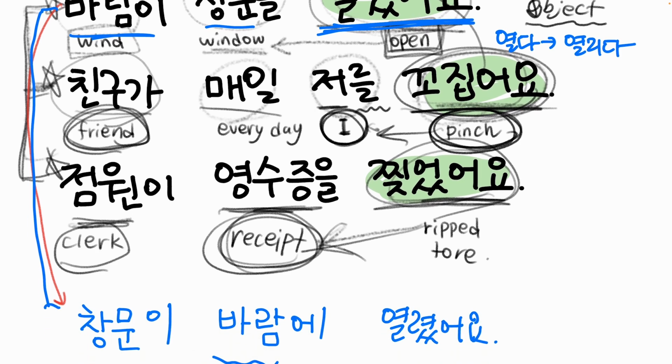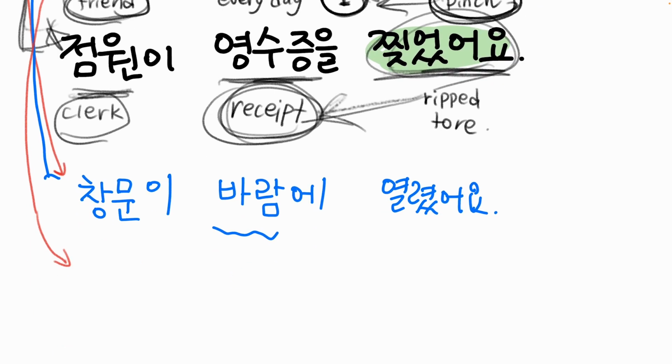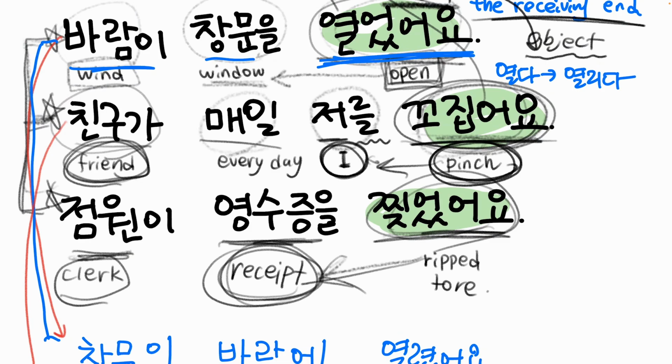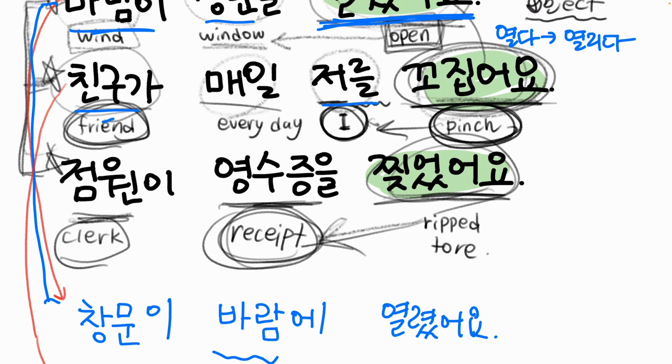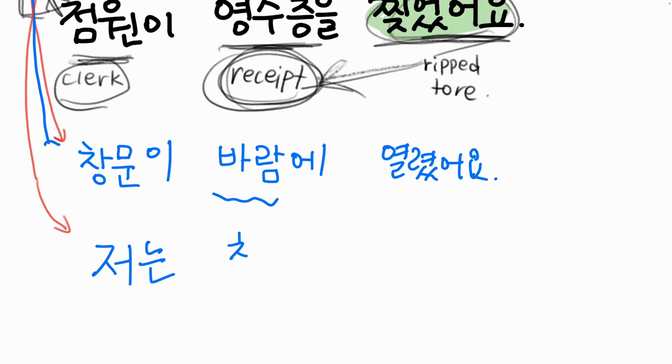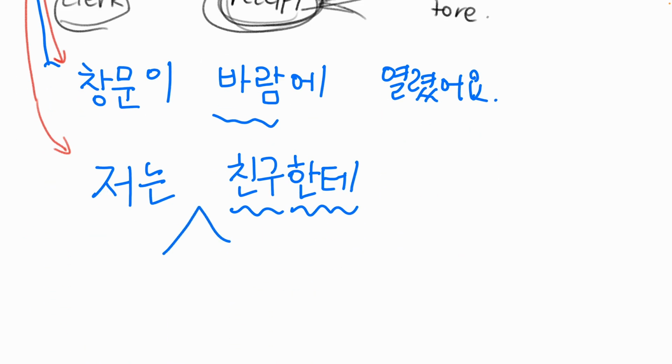And for the second sentence, 친구가 매일 저를 꼬집어요. Here, when you make it into passive voice, the subject should be changed to the receiver of the action, which is 저, right? So 저는. 친구 is the actor. And to indicate that 친구 is the actor, you can put the particle that means by. In this case, you can use 한테, because 한테 can only be used for person. 저는 친구한테, and then you can add 매일.